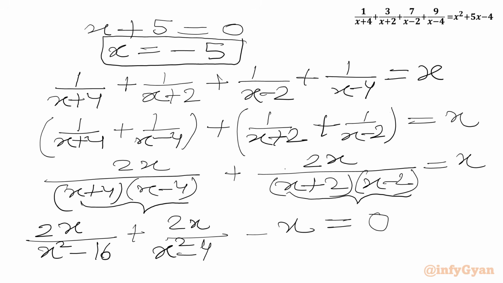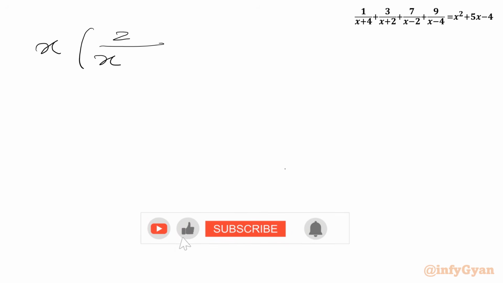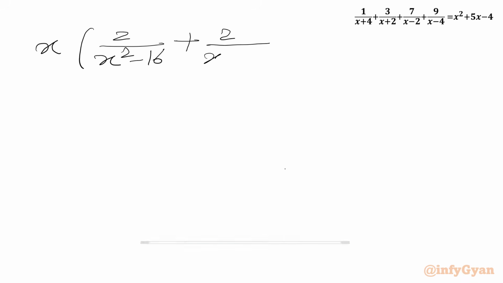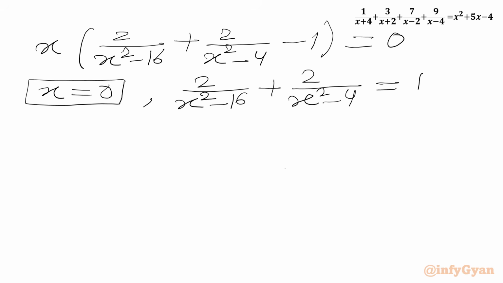Now we will take x common out. So we will get x in bracket 2 over x square minus 16 plus 2 over x square minus 4 minus 1 equal to 0. Again, by using product 0 rule, we will get either x equal to 0 or 2 over x square minus 16 plus 2 over x square minus 4 equal to 1.